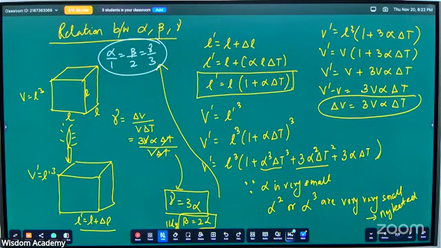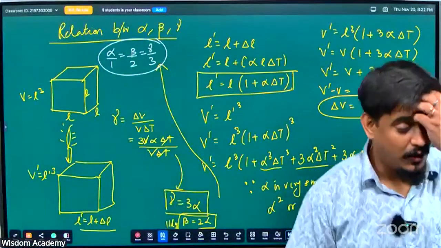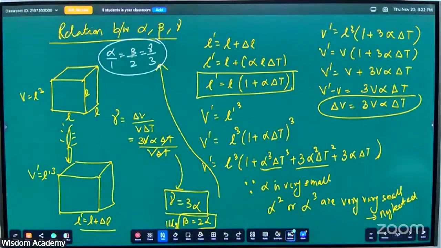If you have understood this, copy it fast. And if you want to try this, beta as 2 alpha, you can try it as a homework. Very similar kind of things, but it will be simpler because it will be a plus b the whole square there, not cube.